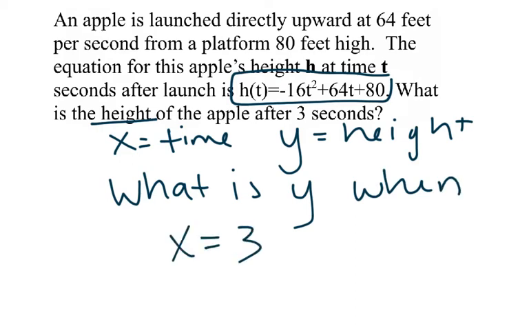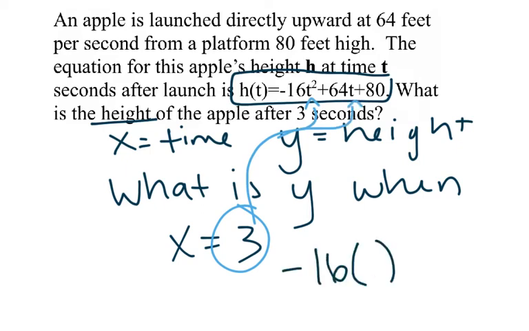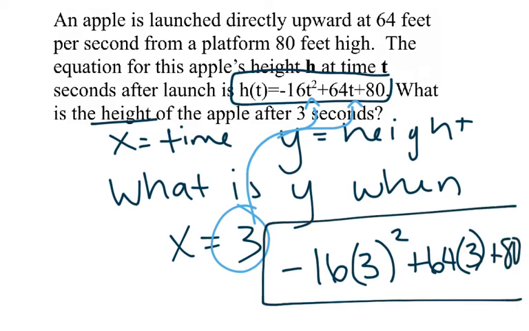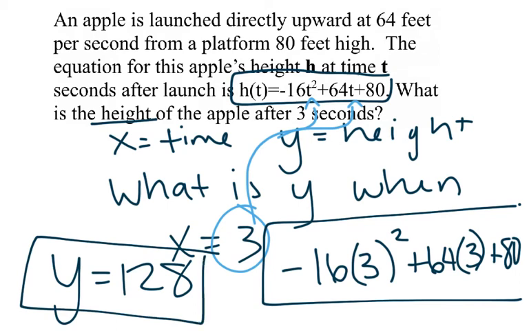So if you know that time is 3, you can take 3 and plug it in everywhere you have a t. So this is exactly what you're doing. Negative 16 parentheses 3 squared plus 64 parentheses 3 plus 80. I'm replacing the time with the number 3 because I know that the time is exactly 3 seconds. So put that in your calculator and you'll get the answer. So you get that y equals 128. So at 3 seconds, you have a height of 128.